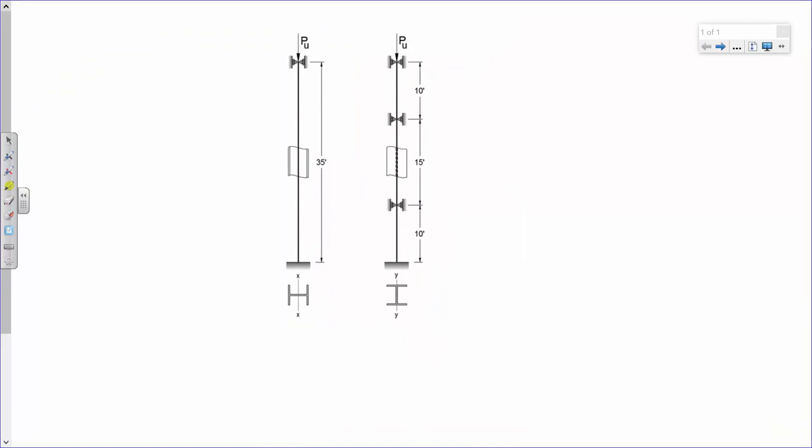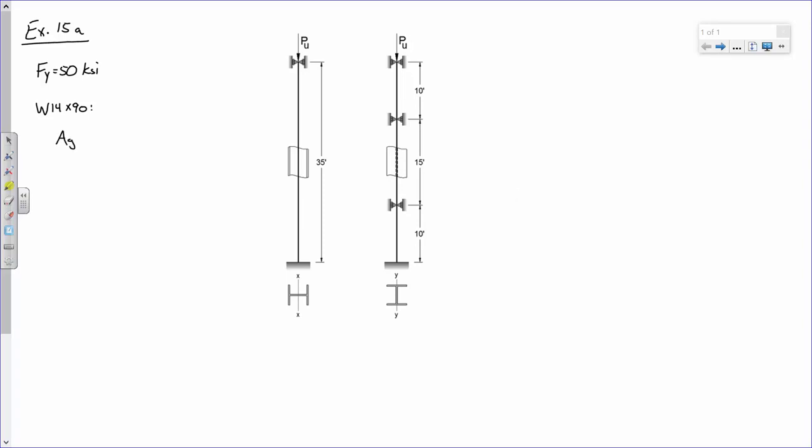All right. So this is example 15A. Now we know that Fy is 50 KSI. That was given to us. Now we also know this is a W14 by 90. Okay. I'm going to walk you through this a little bit. I'm going to need some properties for this W14 by 90, and I'll walk you through what we need.